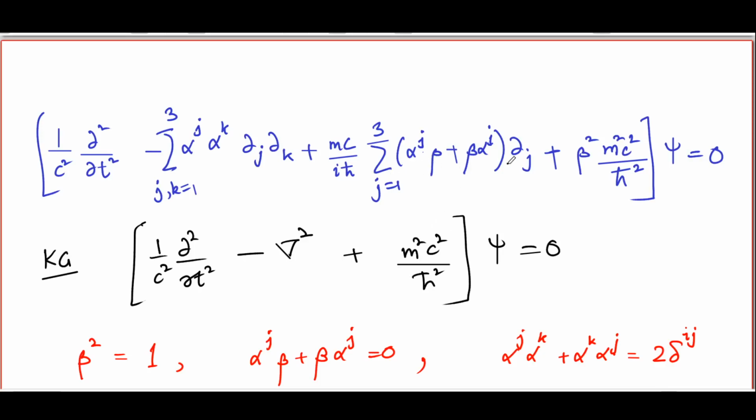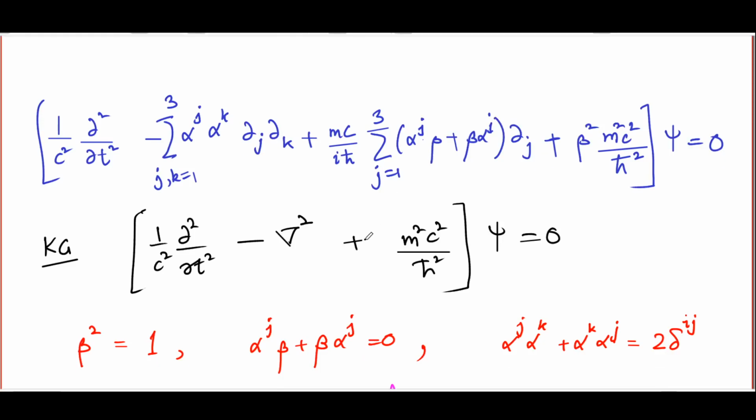Now what about this term? This term involves a first order derivative with respect to x, y and z. Of course, there is a sum over all j here, but there is no such corresponding first derivative term in the Klein-Gordon equation. So if you want this equation to be equivalent to this, you must demand that α_j β plus β α_j is 0. This will get rid of the linear term.